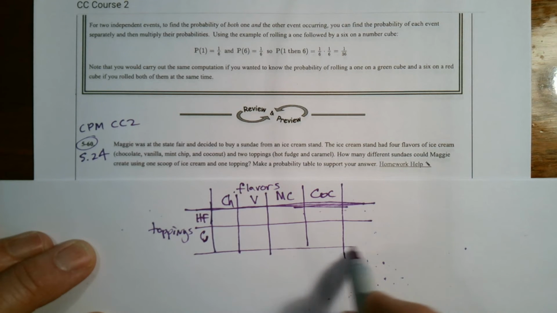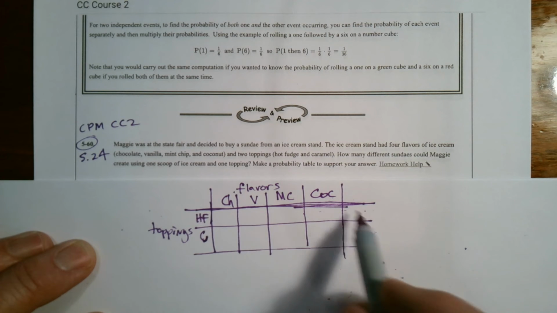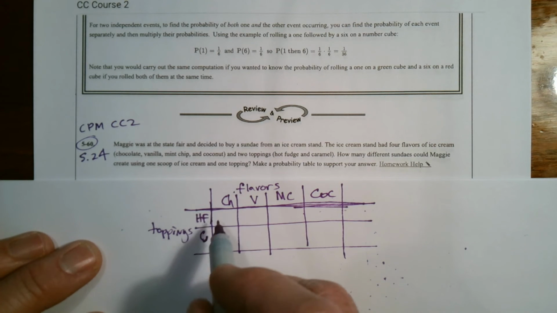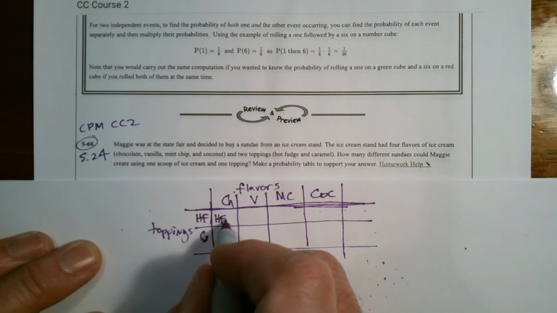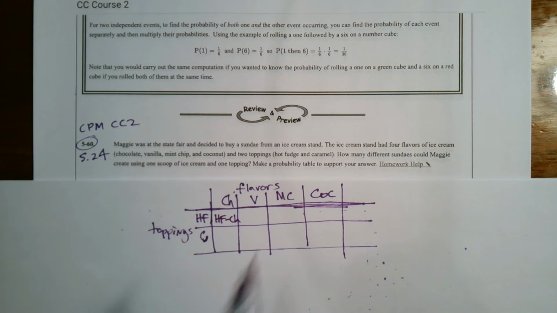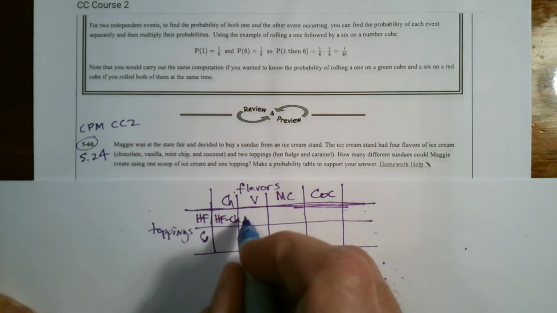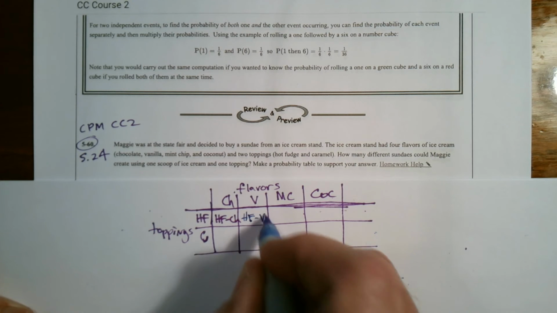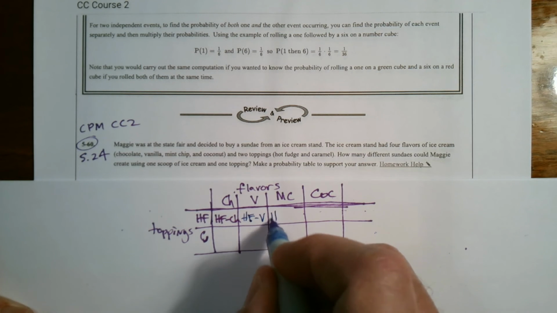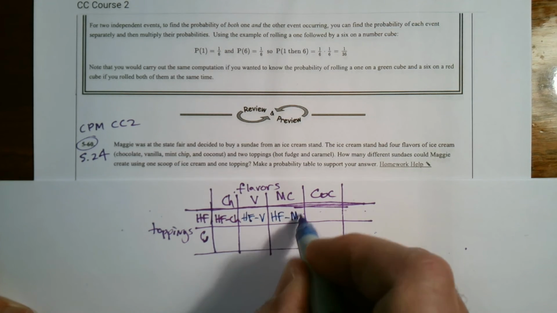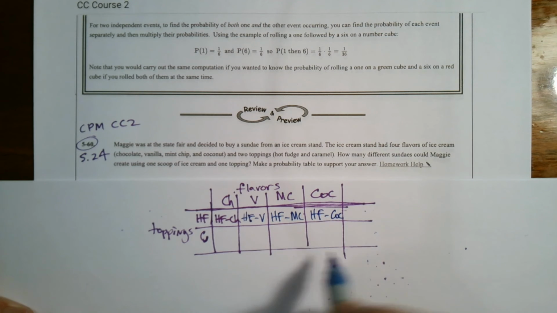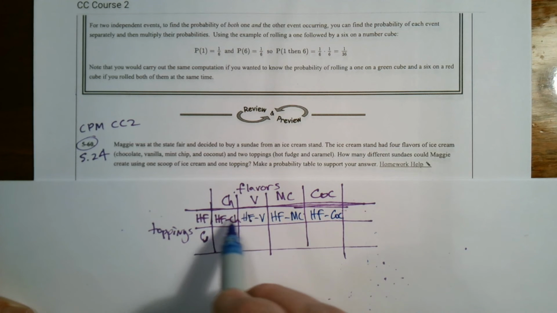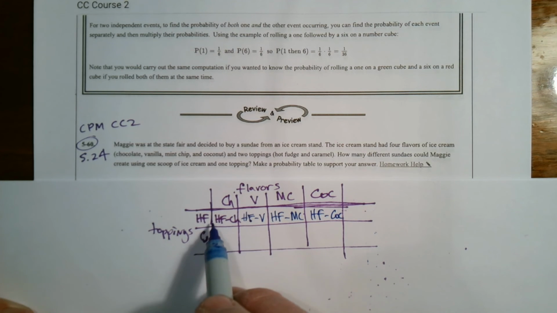So look at our table at this point. Our table has the combinations within each cell, right? So this would be hot fudge and chocolate. This would be hot fudge on vanilla. This would be hot fudge on mint chip, and this would be hot fudge on coconut, right? So right there you have 4 different combinations that involve hot fudge.